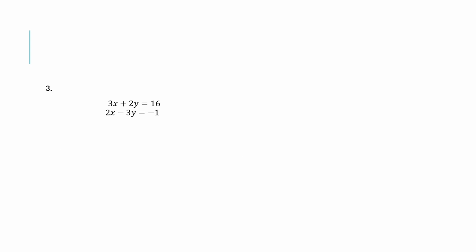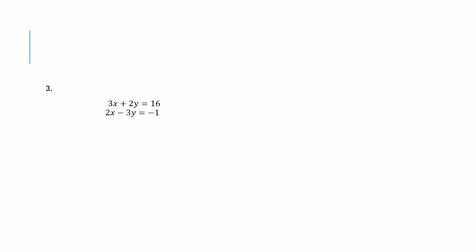Example 3. Solve. 3x plus 2y equals 16. 2x minus 3y equals minus 1. Notice, the numbers in front of x and y don't match up. We can't just add or subtract the equations to make x or y disappear. Let's see how to solve this.